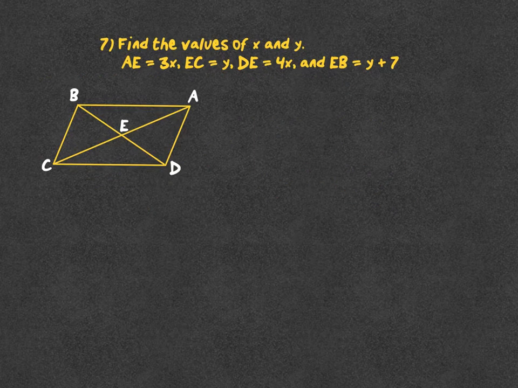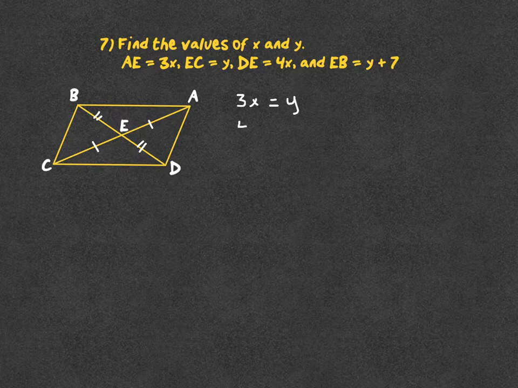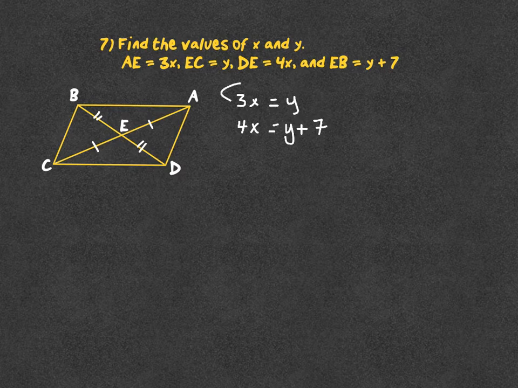In this next example, we just have to set the different parts of the parallelogram equal to each other. Since the diagonals bisect, we know these parts are congruent and BE is congruent to ED. So AE is 3x, EC is y, DE is 4x, and EB is y plus 7. So those are your two equations.